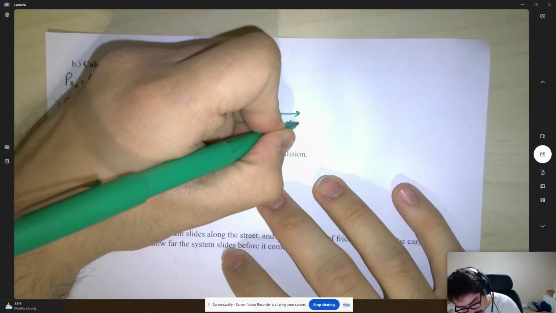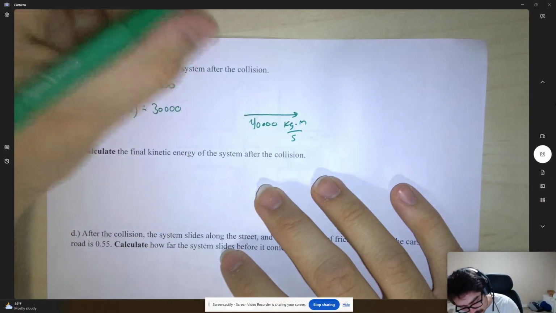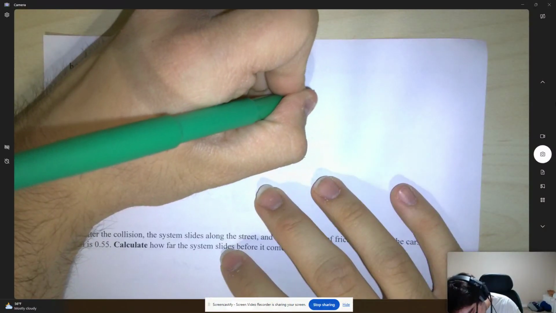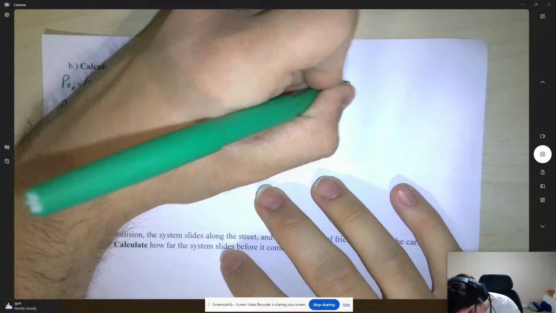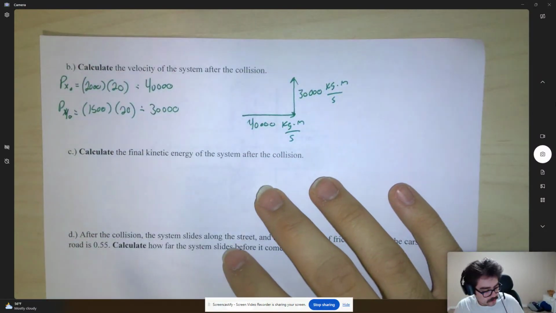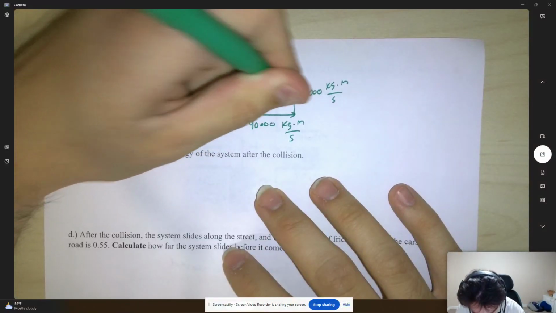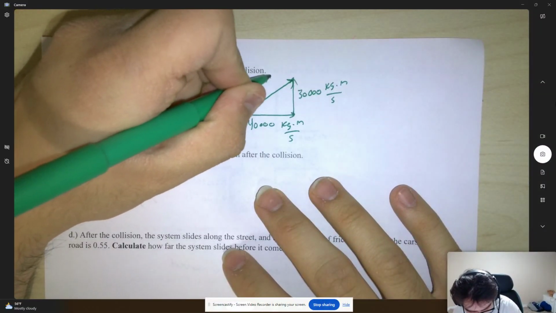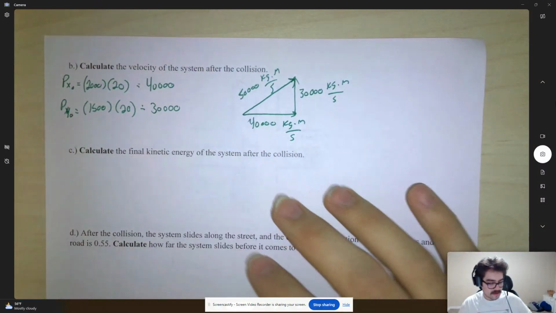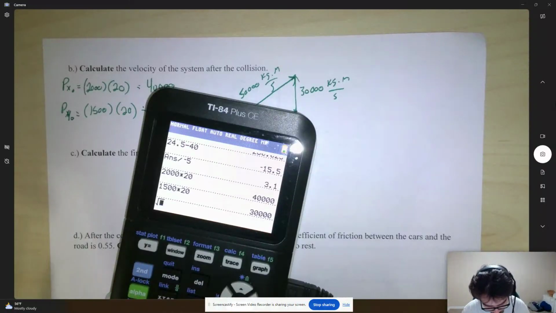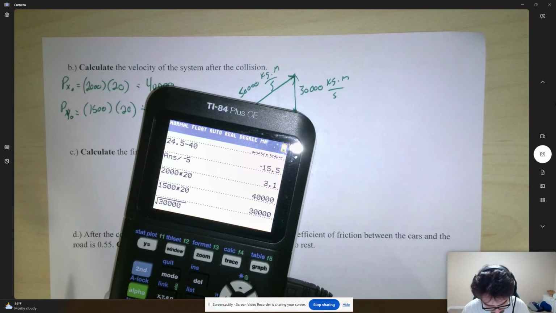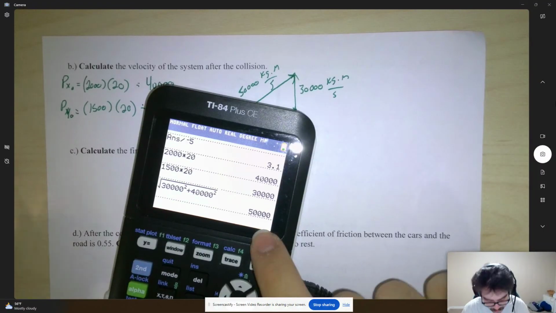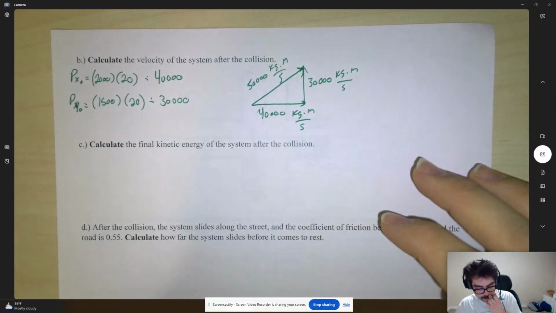40,000 kg times meters per second. Then the y momentum is going to have to be 30,000 kg times meters per second. Okay. So then the net momentum is going to need to be 50,000 kg times meters per second. Let's verify that because I'm really bad with my Pythagorean triples. 30,000 squared plus 40,000 squared. And I get 50,000. Ah, I am actually a genius.